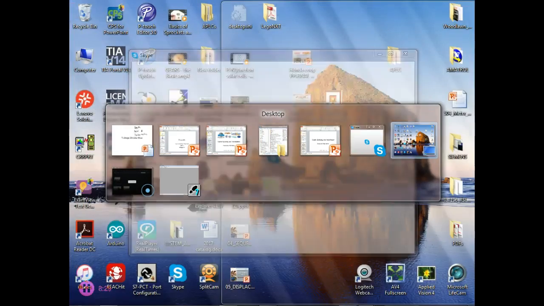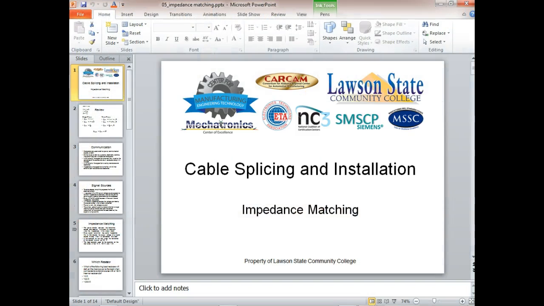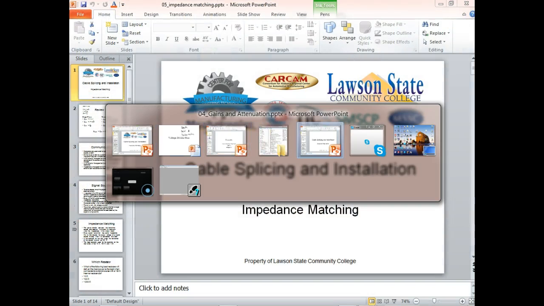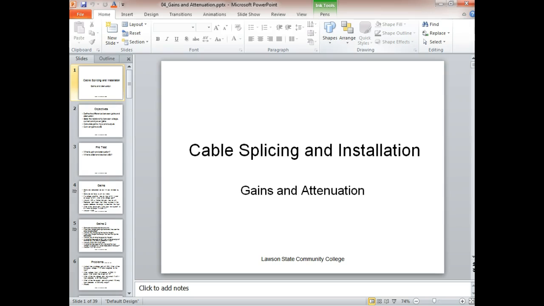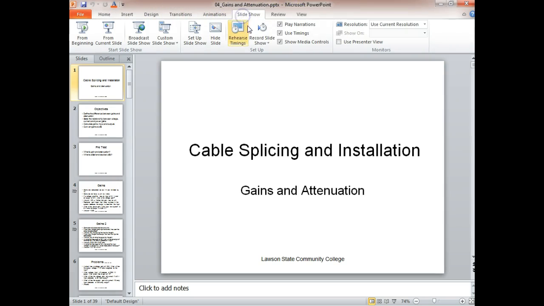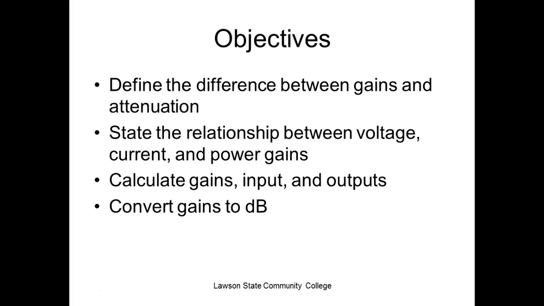The first thing we'll look at is we teach this primarily in a class called cable splicing, which is where we learn about building network cables and stuff like that. So the first thing we're going to talk about is what we call gains and attenuations. We need to know the difference between gain and attenuation. We'll talk about voltage, current, and power gains. We'll calculate gains, input and output, and we'll look at how to convert gains to dB.